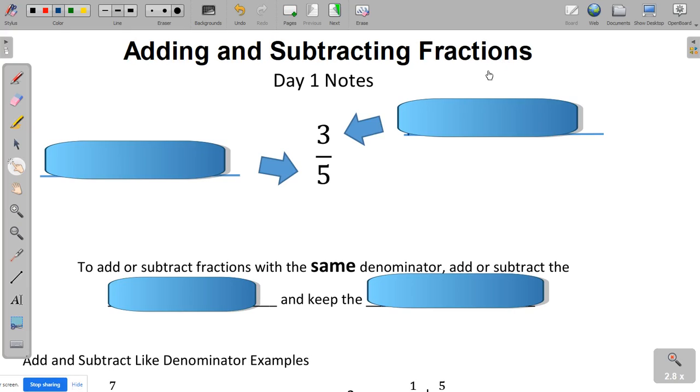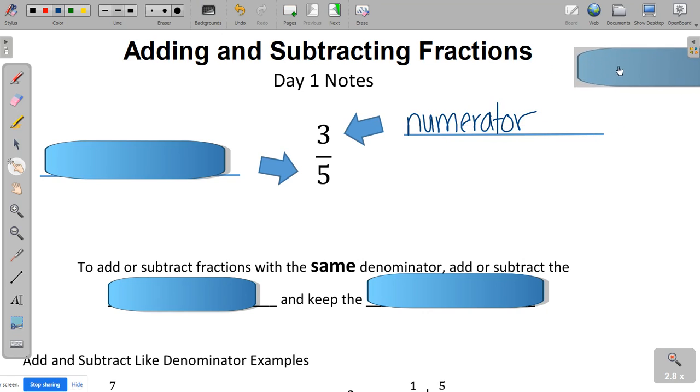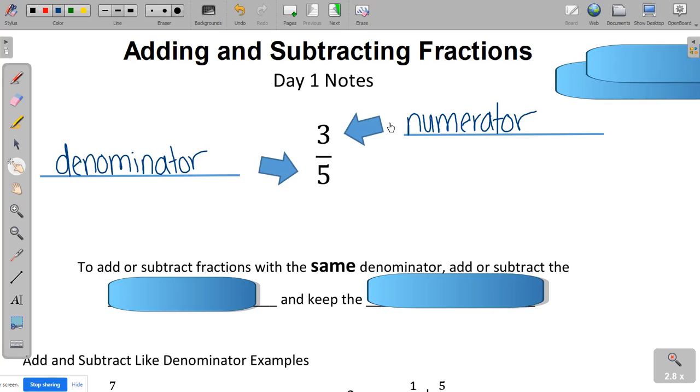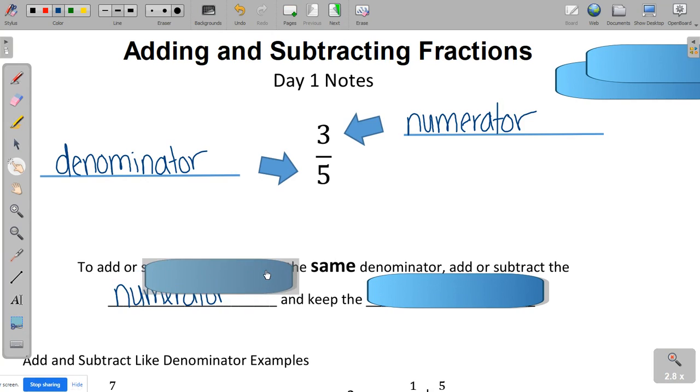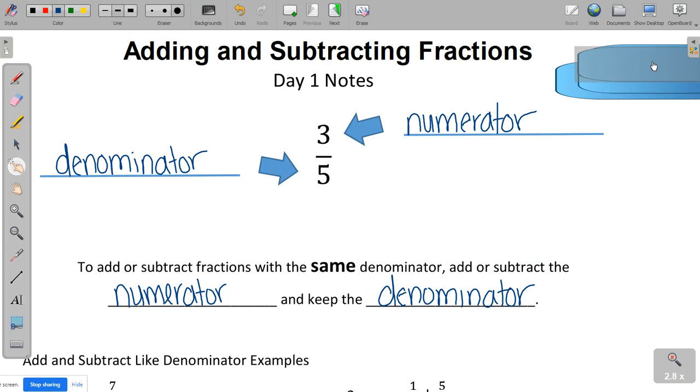Today we're going to be looking at adding and subtracting fractions. So we have this fraction 3/5. This top number, we call that our numerator, and the bottom number is our denominator. To add or subtract fractions with the same denominator, we add or subtract the numerators, and then we keep the denominator.